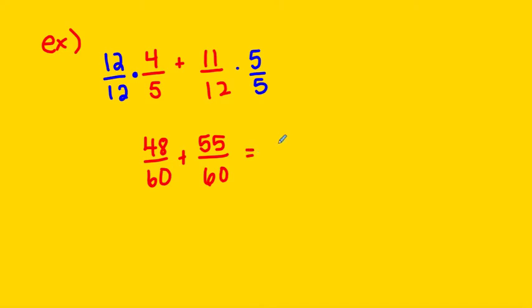Now I add those together. And what's that going to give me? Like 103? Yeah, 103 over 60. All right, and that's perfectly fine to leave your answer like that, although I do want you to think about that for a second, where that would be represented on a number line. Okay, so again, adding, subtracting, need a common denominator.